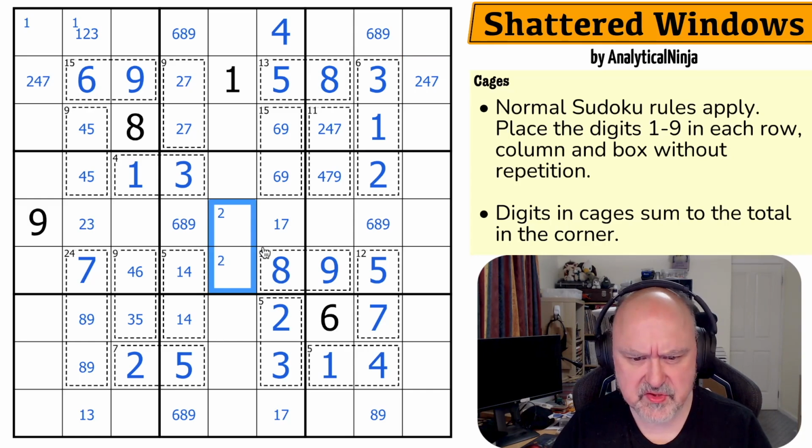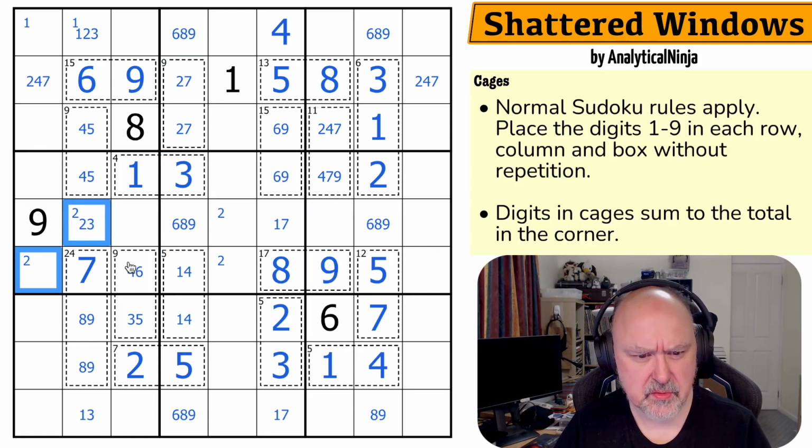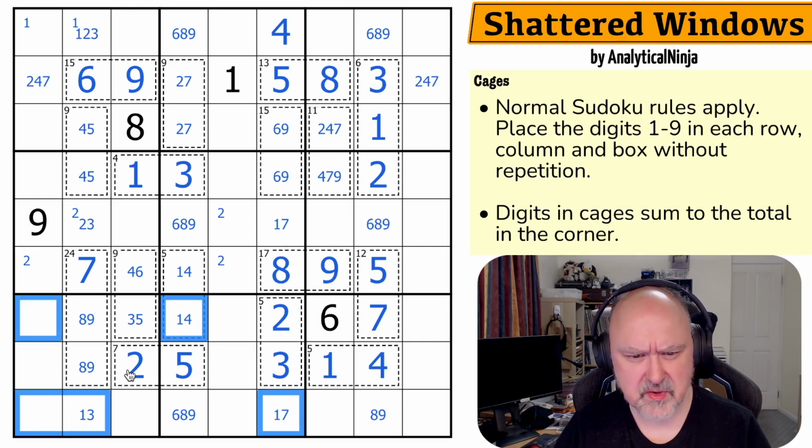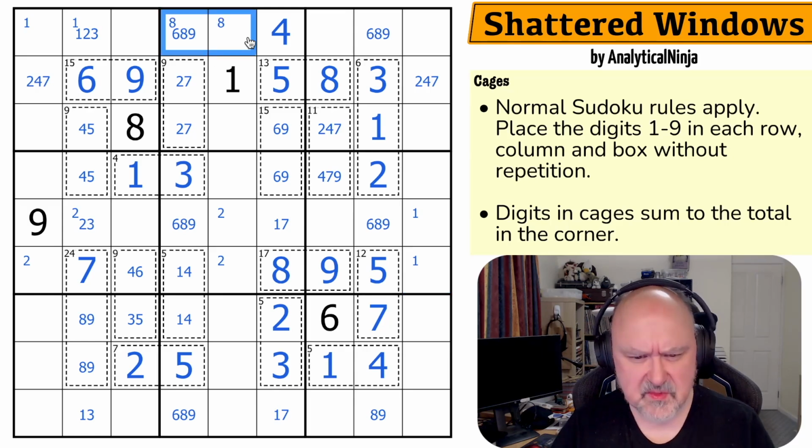Two is in one of those two, because this 2 sees all of those. The 2, 7 sees all of those and that 2 sees that one. 2 is in one of those two. Similarly, 2 is in one of those two. One is in one of those two. One of those 3. One of those 2. One of those 2. Eight is in one of those two.